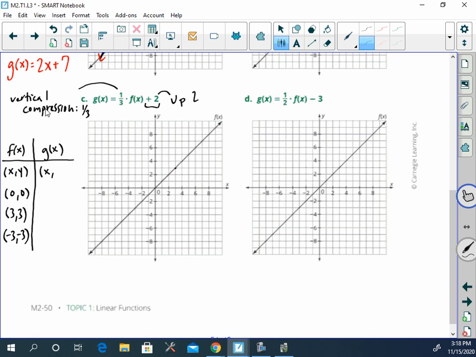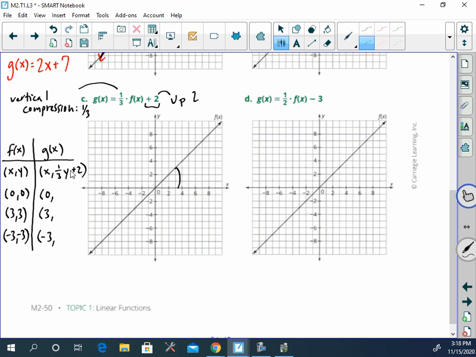Okay, so what's happening here? Vertical compression of 1/3. It's 1/3 of what the y value used to be. So if the y value is 3, it's 1/3 of that. So I want 1/3 times the y value. And then up 2 means I'm going to add 2 to the back of it. So 0, 0. Remember the x's stay the same, so I'm just going to fill those in here. And what's happening to the y's is we times them by 1/3 and then we add 2.